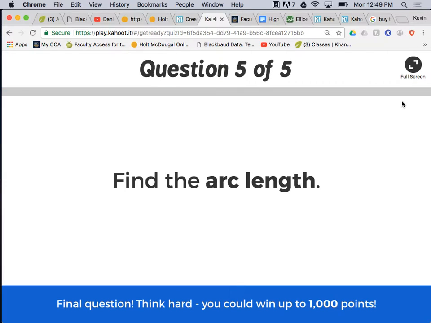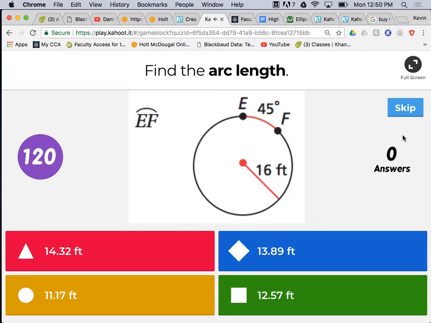All right, good. Last one, same thing. Arc length. Wait, so it's always 2 pi r? The radius is r. So what's the radius of this one? You get 16.